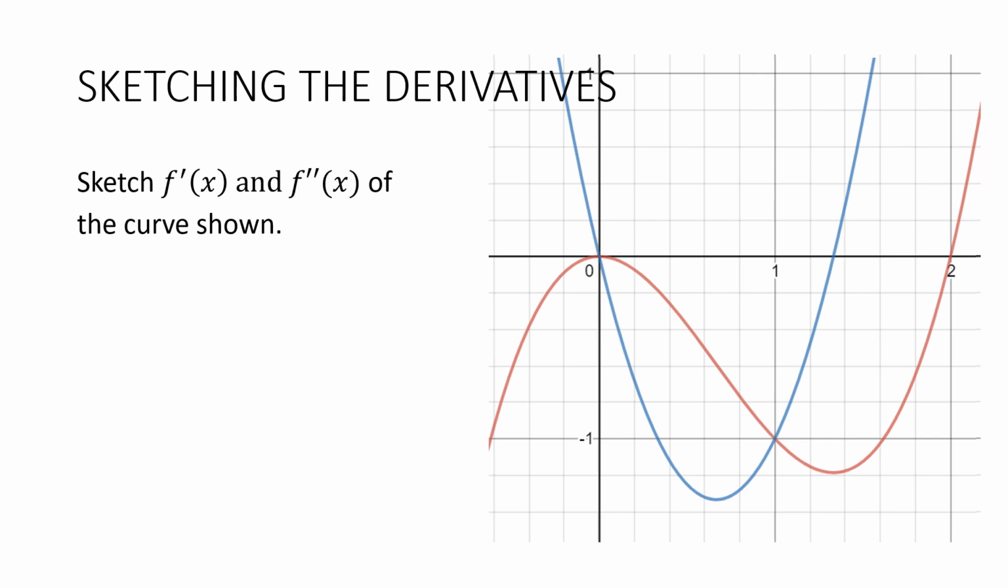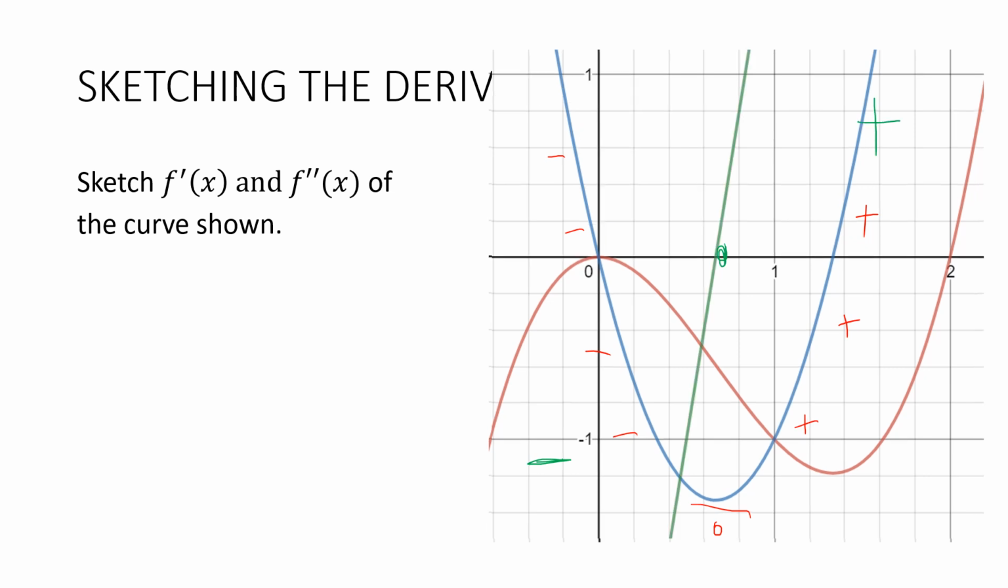And to sketch the second derivative, we're going to do exactly the same thing, but this time to the first derivative. So here we can see it's going downhill, so it's going to be negative. Here it is 0, and here it is going uphill, so it's going to be positive. So we want something negative, something going through 0, and something positive. So it'll look something like that.